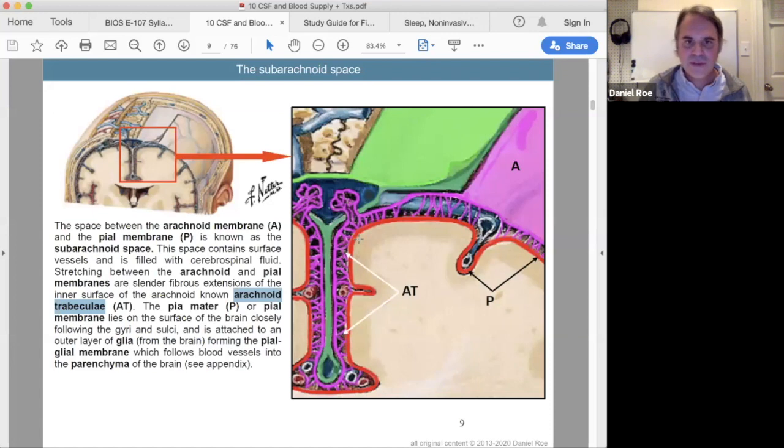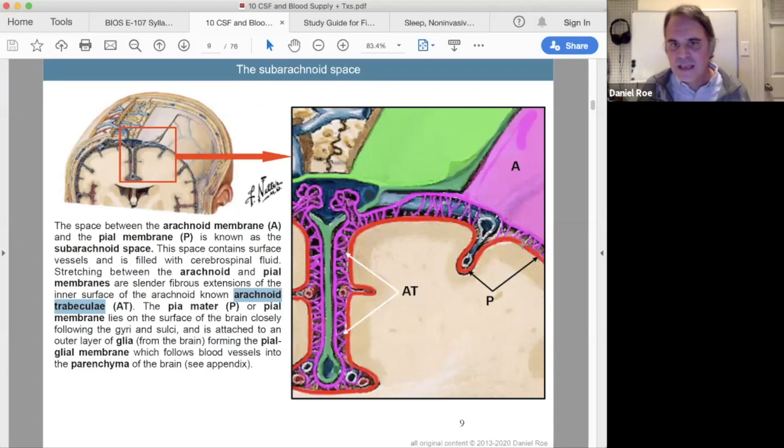So they sort of traverse the subarachnoid space here, and in the subarachnoid space, you can see a lot of arteries. Those are red arteries, and you also have veins in the subarachnoid space. And any of those can form an aneurysm, for example. The aneurysm can rupture. You have a subarachnoid hemorrhage. We'll talk about that one briefly tonight.